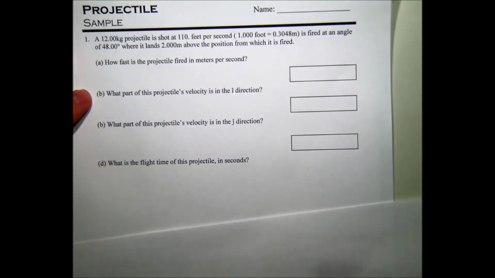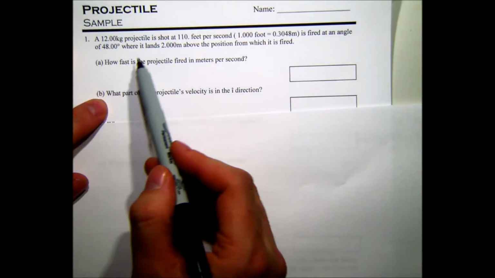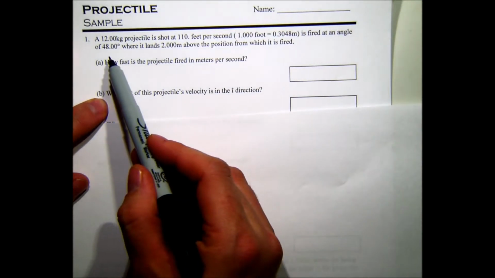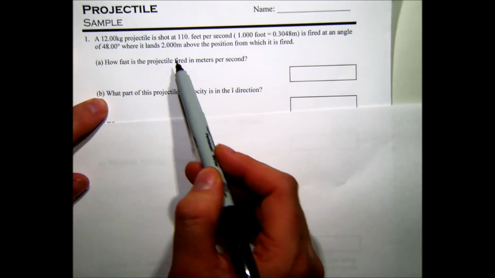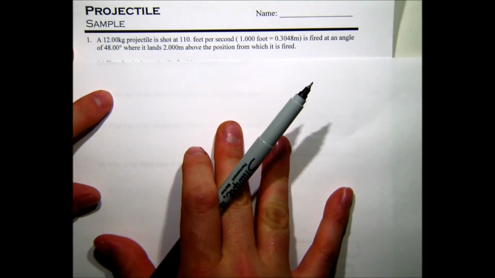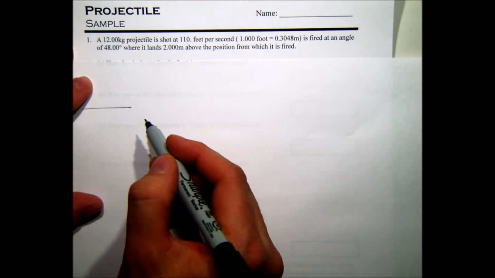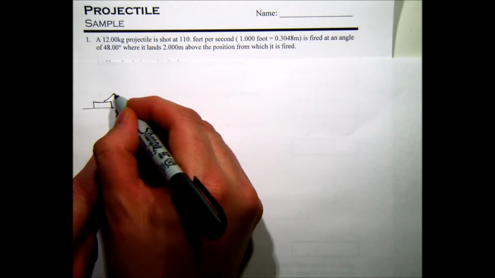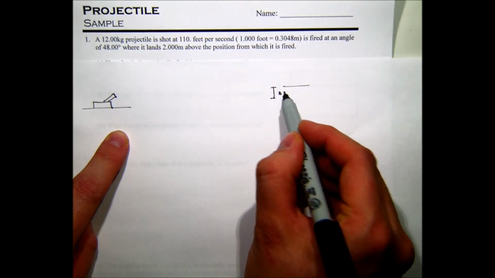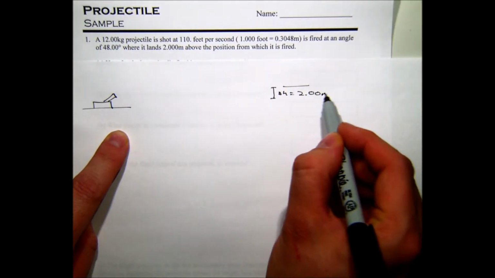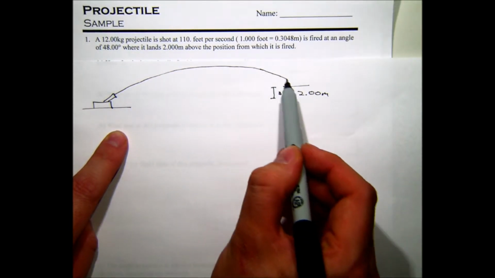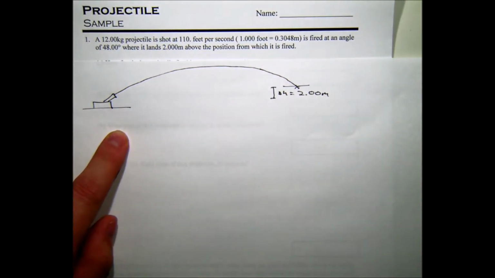You'll notice that it simply says a 12 kilogram projectile is shot at 110 feet per second, and it's fired at an angle of 48 degrees from the horizontal where it lands 2 meters above the position where it was fired. So the situation is pretty straightforward then. We have a gun that's shooting a projectile that has a change in height of 2 meters. The projectile is going to have a parabolic trajectory and it's going to land.